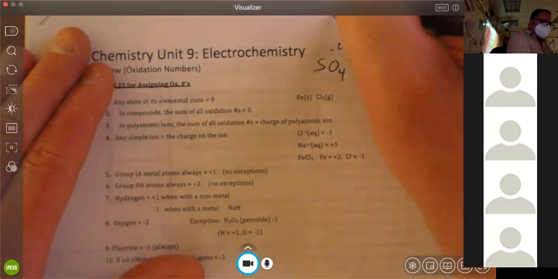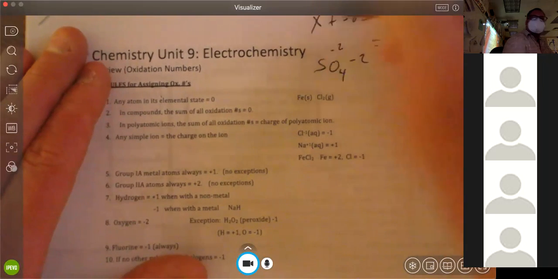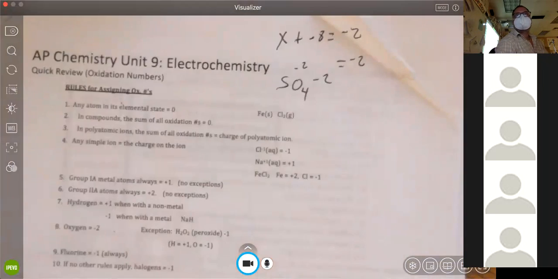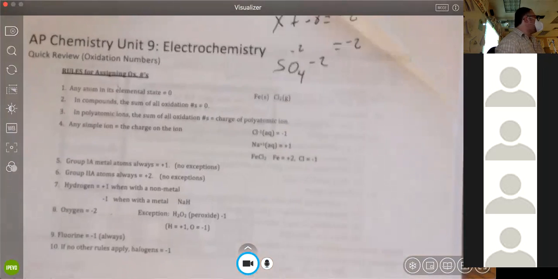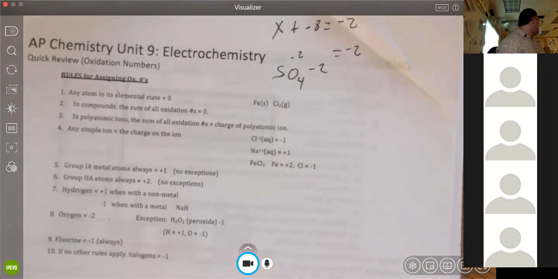We don't have any rule for sulfur. So that means we have x plus -8 equals -2. What is sulfur's oxidation number then? 6.